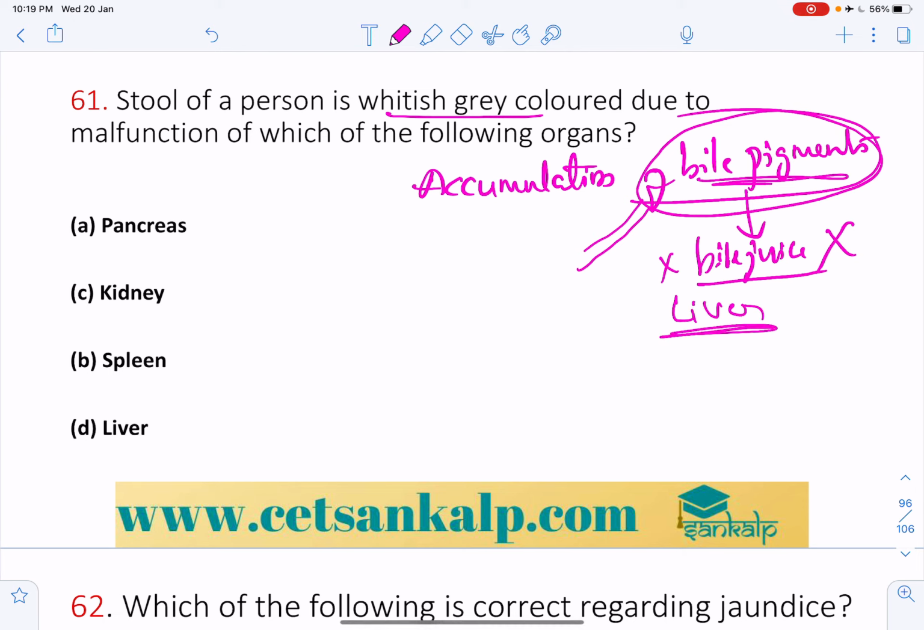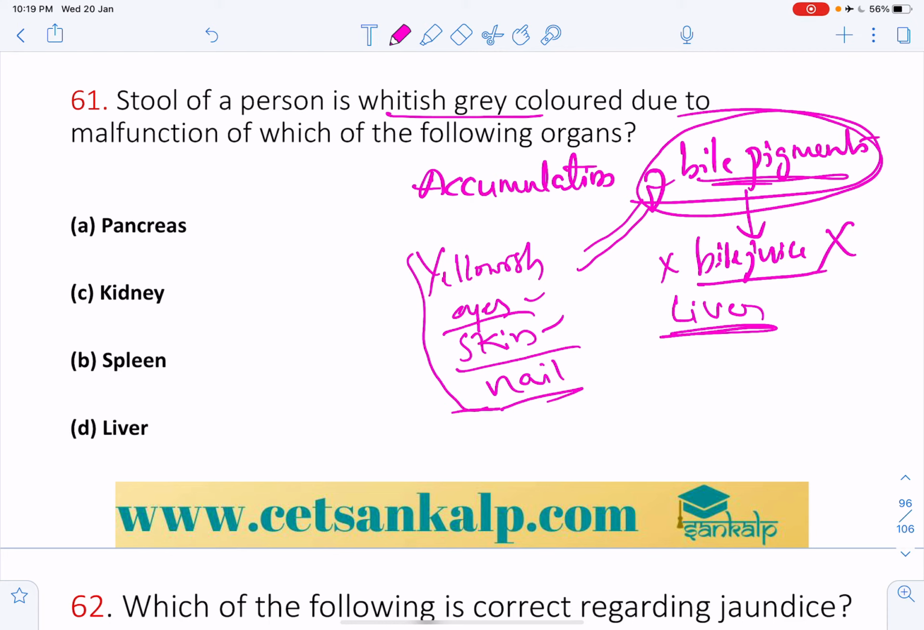That condition shows the appearance of yellowish eyes, and mainly the skin becomes yellowish, and along with that the nails. So this is the symptom of liver damage. Whenever we say this condition, it is called jaundice.